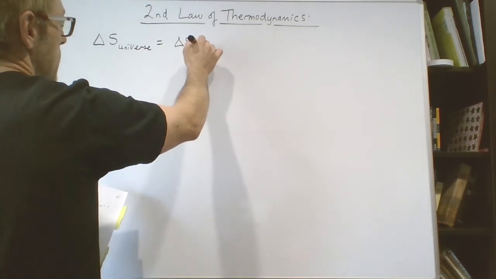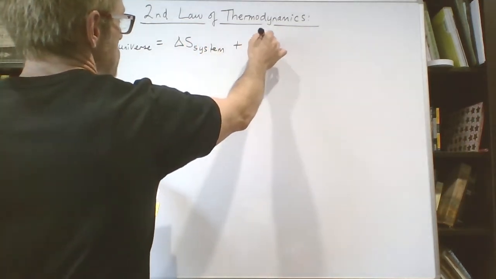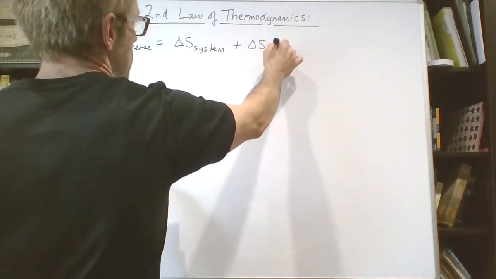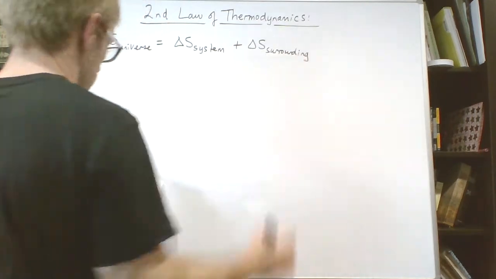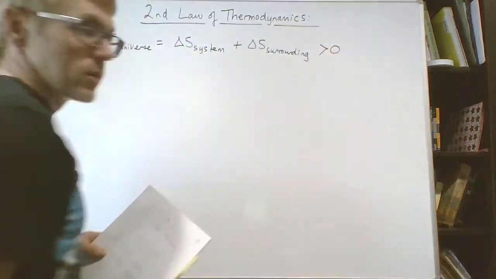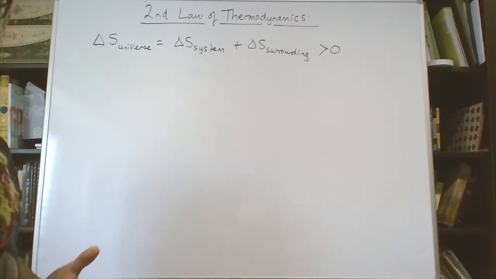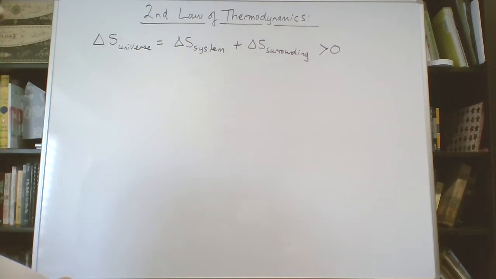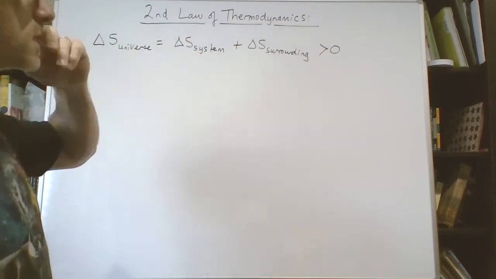So the change in entropy of the universe is equal to the sum of the change in entropy of the system plus the change in entropy of the surrounding, and this for the most part is greater than 0. It can be equal to 0 temporarily, but it's going to be greater than 0 for the most part. So we've got some labels here. We've got universe, system, and surrounding.